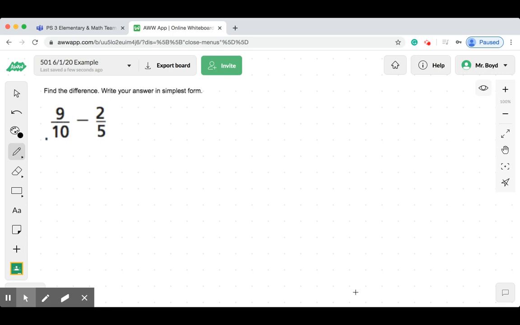Good morning, fifth grade. Today we are going to work with subtracting fractions with unlike denominators. Last week we worked on adding fractions with unlike denominators. Today we're going to work on subtracting.